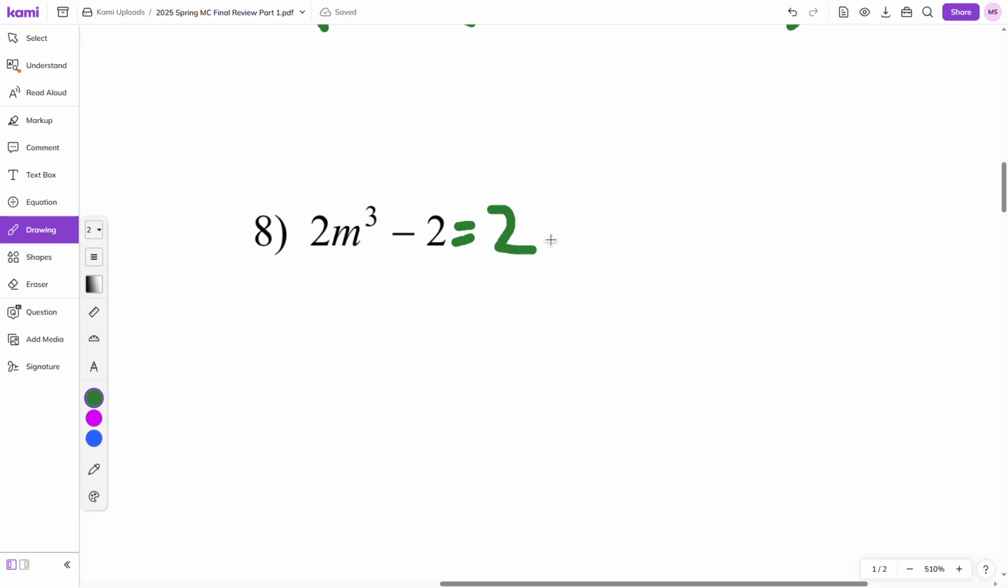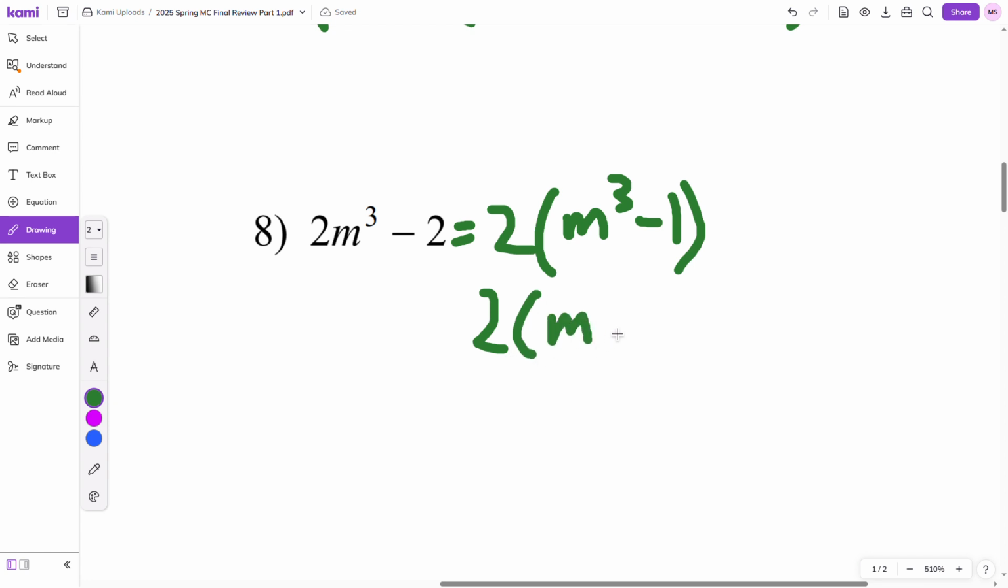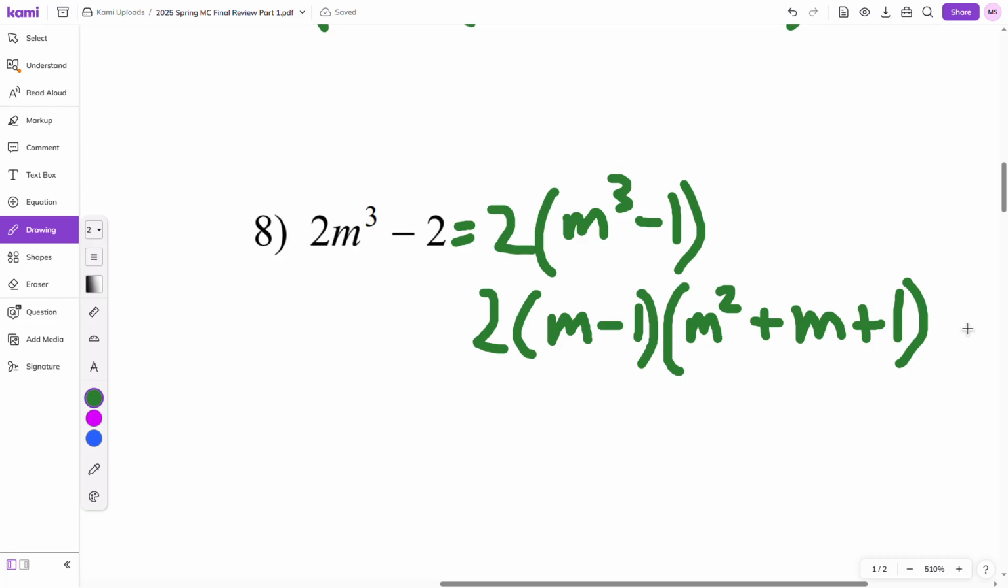Number 8, this one's a little bit weird because you can factor out a 2. And because you can, I suggest you do so. If you can factor anything out, factor it out. So this then becomes 2 times m cubed minus 1, doesn't it? And m cubed minus 1 is just the difference of cubes, just as before. So we take the cube root of the first and the cube root of the second, we keep that sign, then we square the first one, we change the sign here, we multiply both of them together, and we add the square of the last one, and we're done. Follow the pattern, my friends. Follow the pattern.